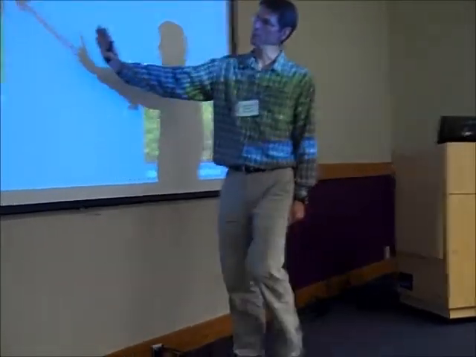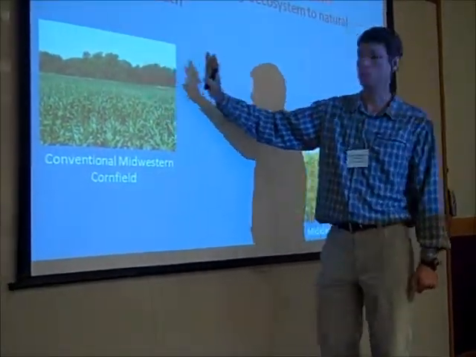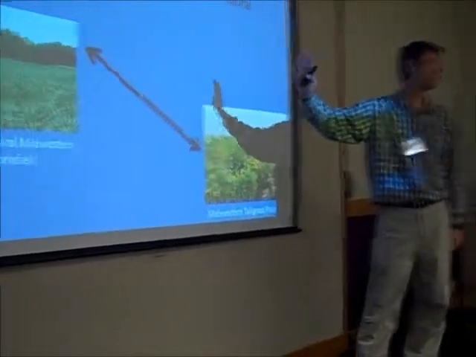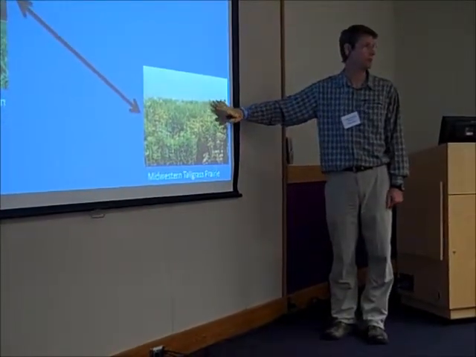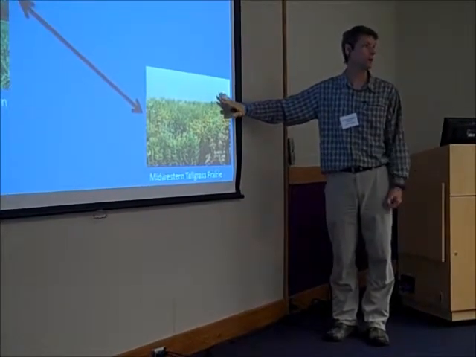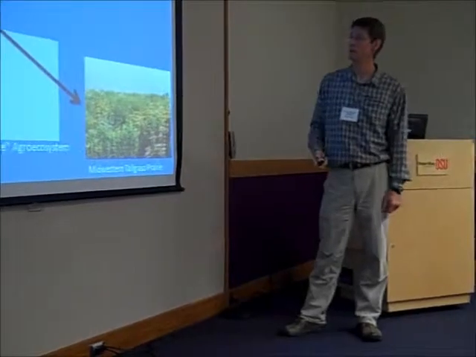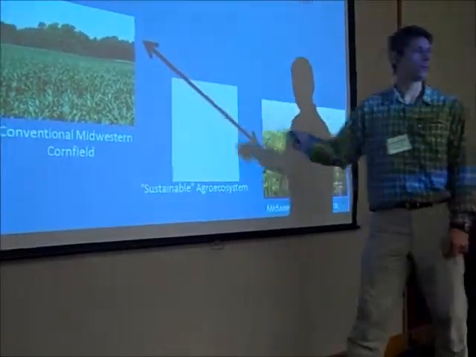So, one end of the spectrum would be this monoculture cornfield. Say a 200-acre cornfield where they grow corn on corn every year, and the opposite end of the spectrum would be a tallgrass prairie, which is probably the epitome of sustainability in our area. It's been there for thousands of years. And a sustainable agroecosystem would probably be somewhere in between these two.